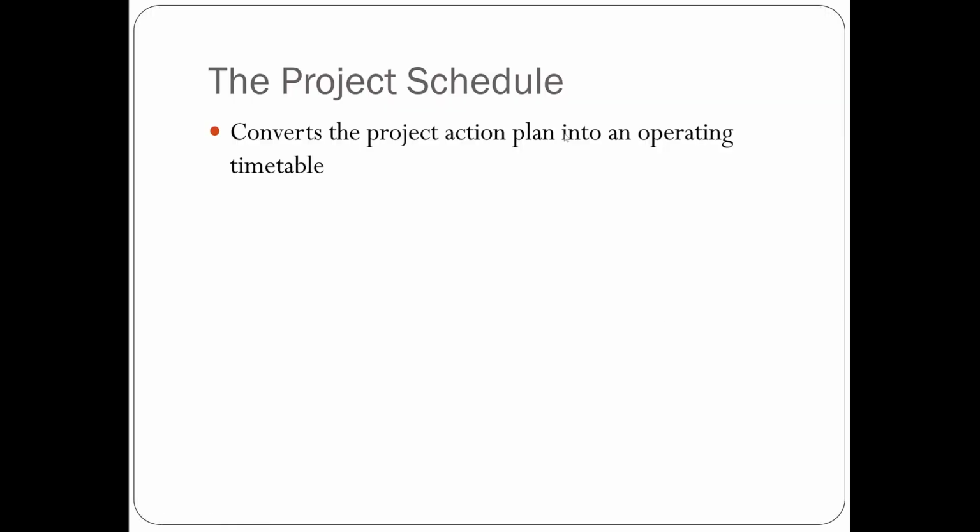When we talk about project scheduling, we're trying to convert the project action plan into an operating timetable so that everyone on that project team will know when each event will happen and when to carry out their assigned tasks.